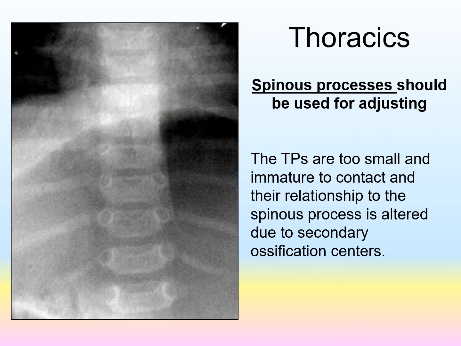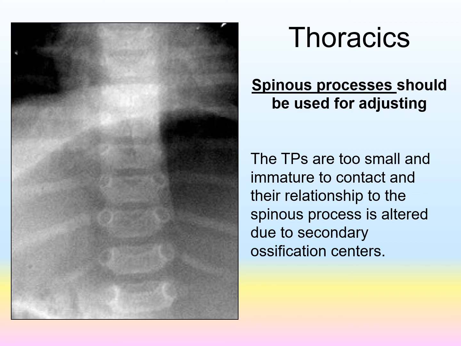The thoracic adjusting, similar to the cervical adjusting, we use the spinous contacts as the contact point, segmental contact point for adjusting, especially on our infants. The TPs are very small, they're very immature, they're difficult to contact, and they are altered in their position because their secondary ossification centers have not grown in yet.